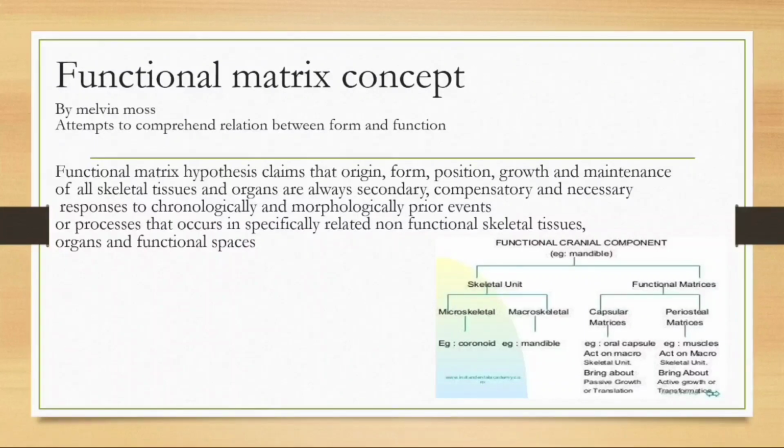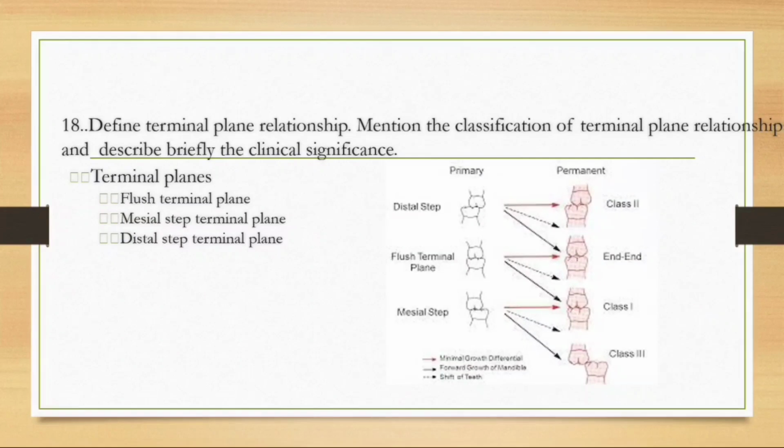You already know it. Next, we have the terminal plane relationship. Mention the classification of terminal plane relationship. We already saw this: that is mesial step, distal step, and flush terminal plane, and how they become class 1, class 2, class 3, and end-on relation in the future permanent teeth.